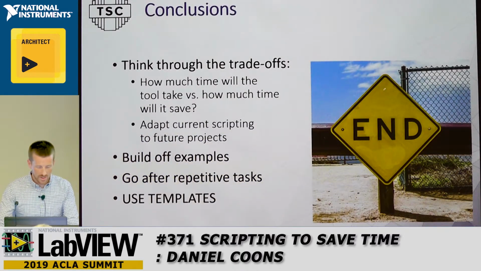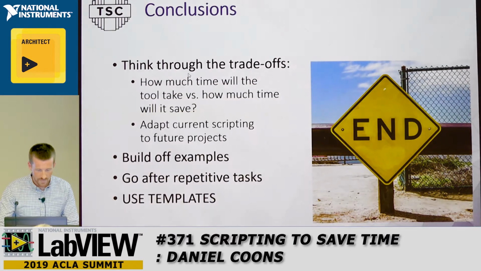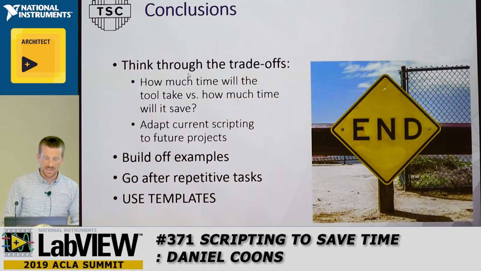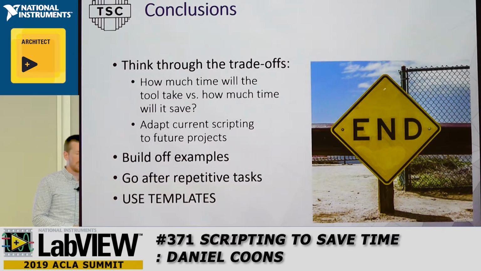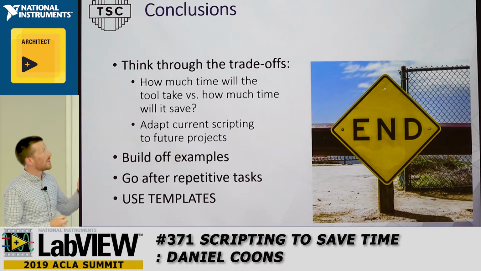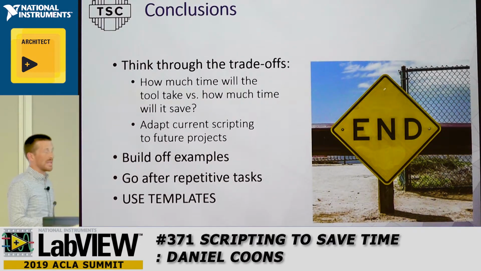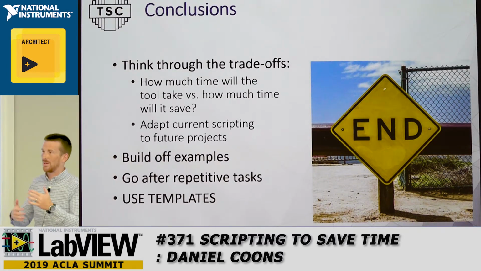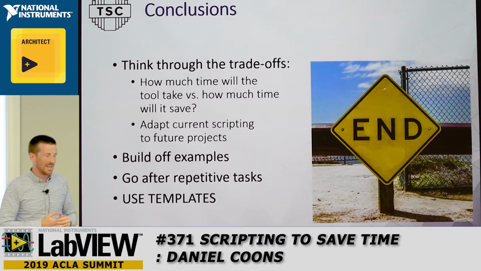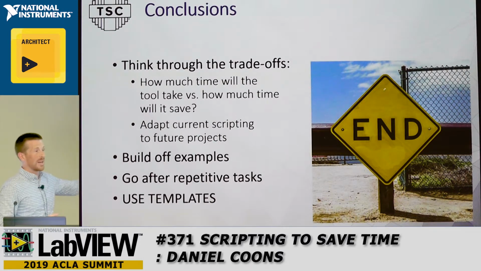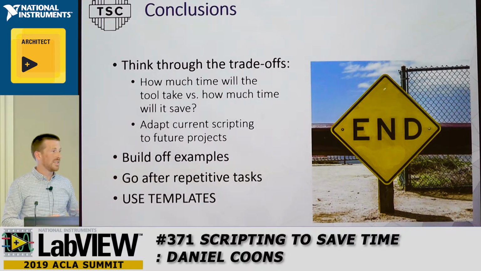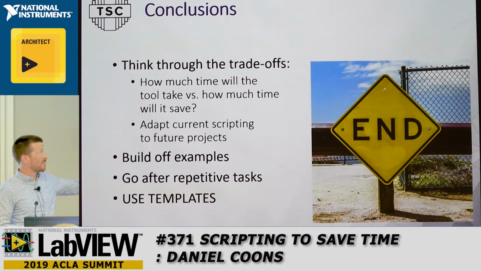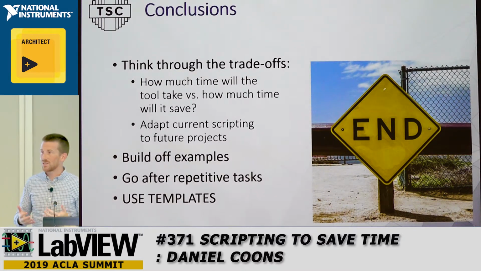All right, so I will show, thinking through the trade-offs is the big portion here. How much time will it take to make the tool versus how much time is it going to save? And that's something you have to debate all along as you go through this process of thinking through your costs and the time you have on a project, being able to pitch that and say, here's where the investment is going to get a return for you. And then, like I said, building off of examples is a good starting point.